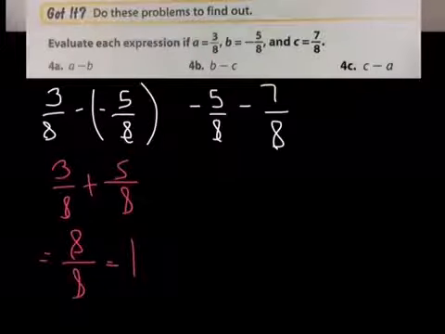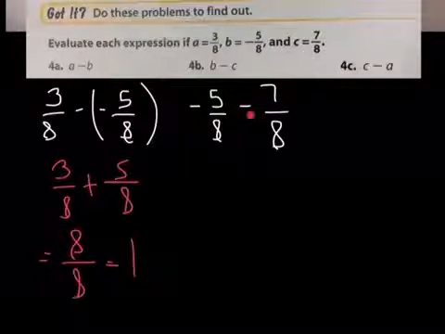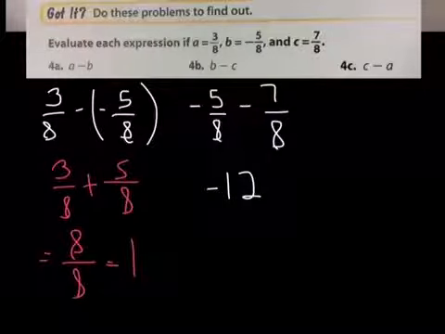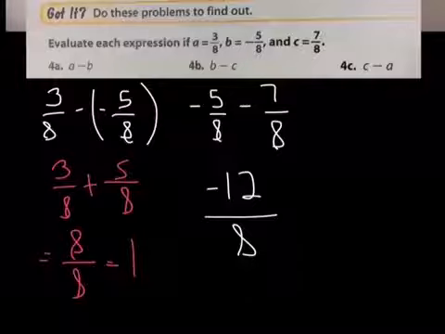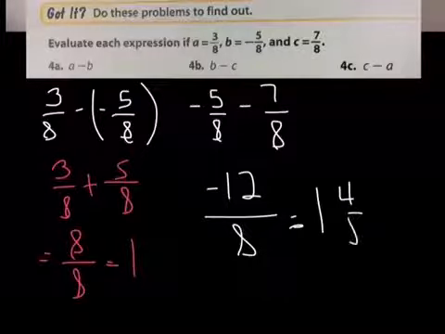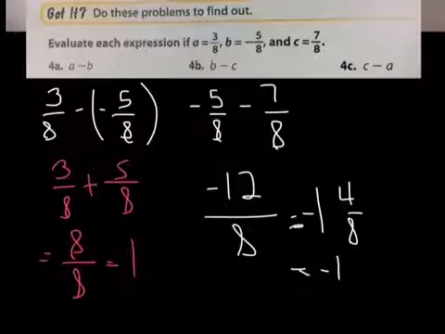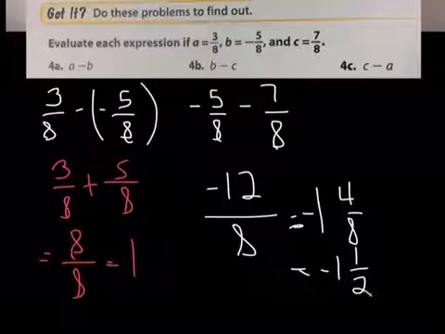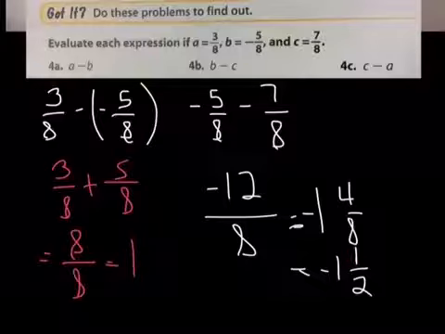Okay, I replaced the variable again, B with negative 5/8 and C with 7/8, as you can see, and it's subtracting. So I have negative 5 minus 7. Negative 5 minus 7 is going to be negative 12 over 8. So when I simplify that, how many 8s do I have in 12? I have 1, and then I have 4 left over 8. Now don't forget all this expression is negative, so it's negative 1.5, right? Plus 4 over 8 is a half.